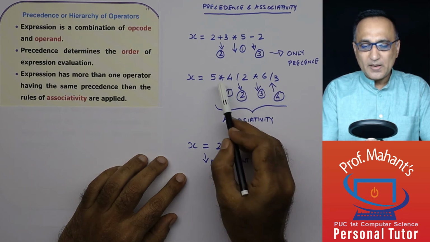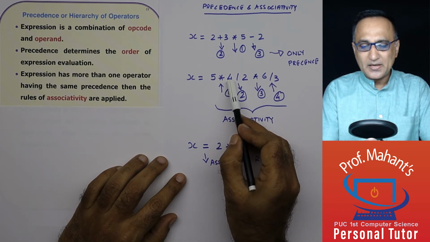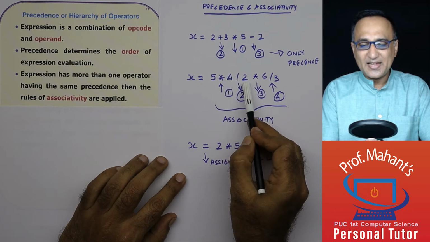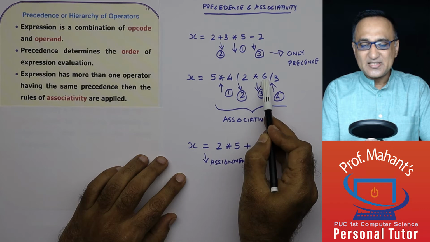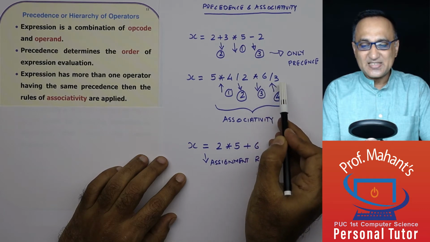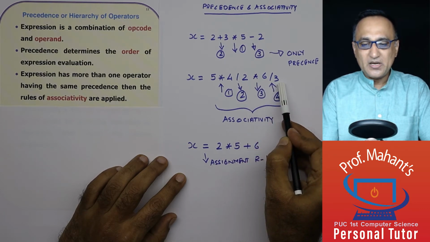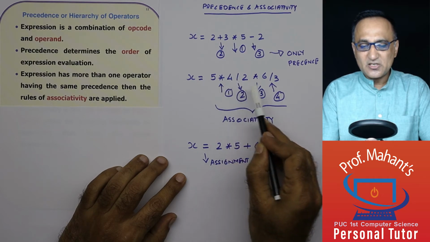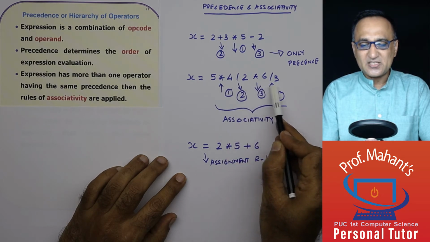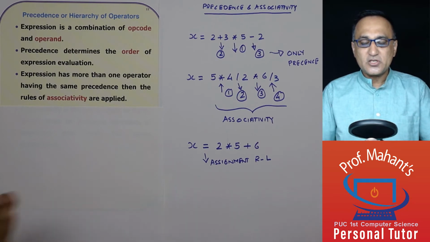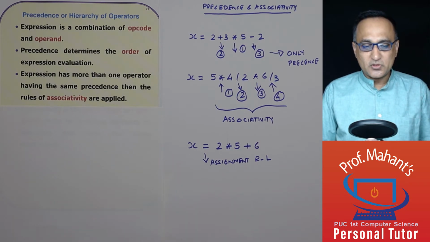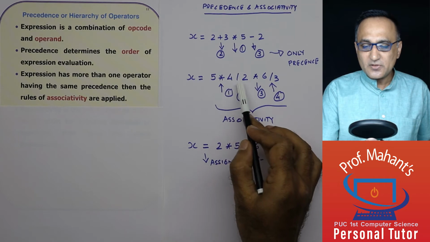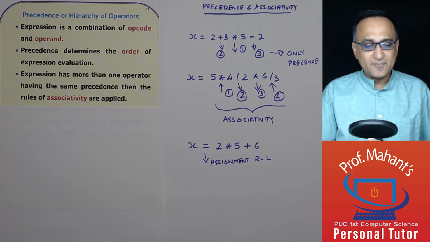So first what will happen is 5 into 4, 20. Once 20 is done, 20 divided by 2 is 10. Then 10 into 6 is 60. 60 divided by 3 happens to be 20. So first is this multiplication, this division, this multiplication and this division. Now we used the rules of associativity to determine which of these operators to deal with first.